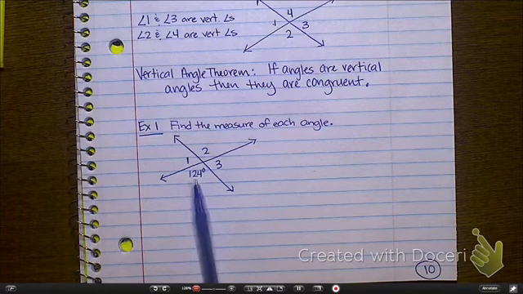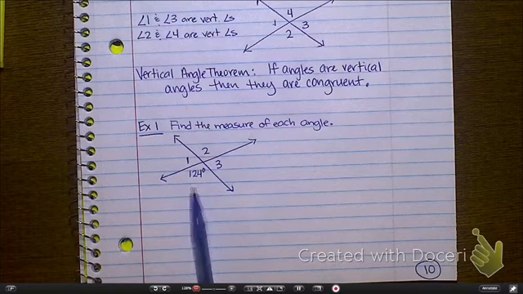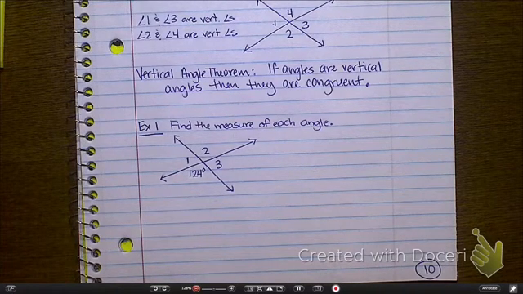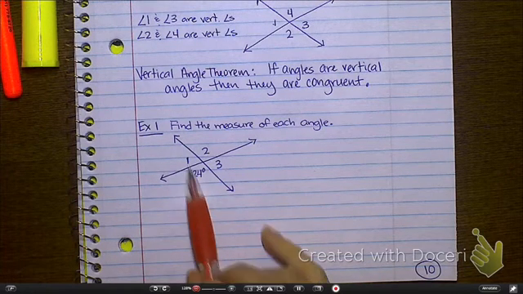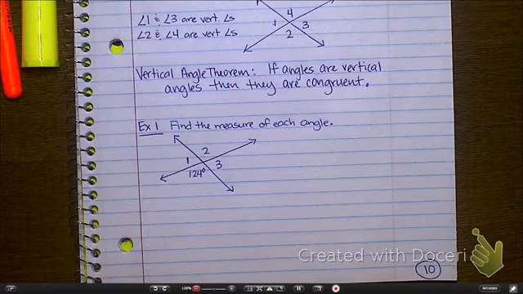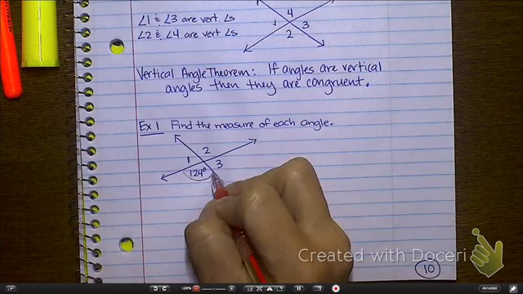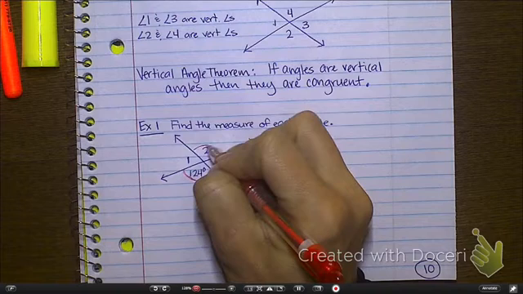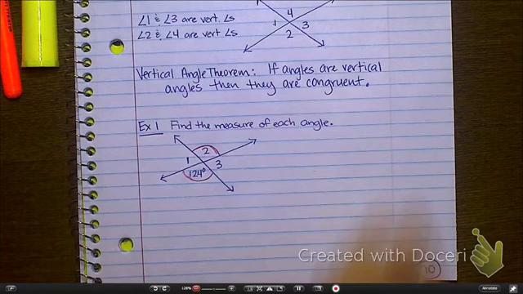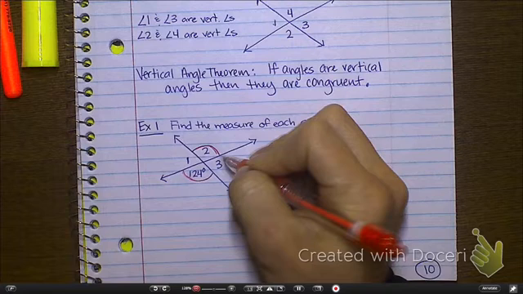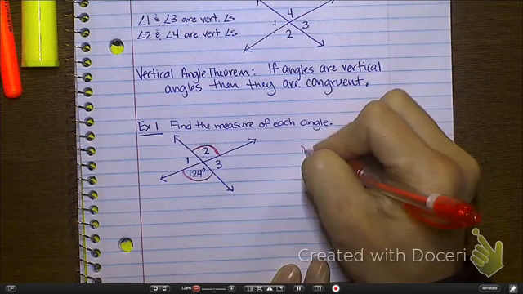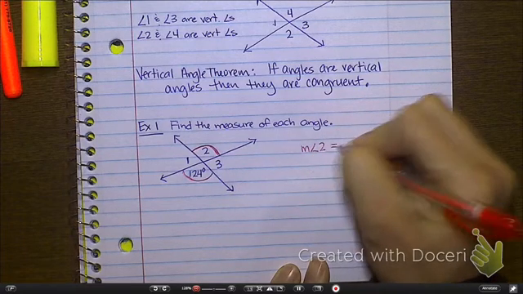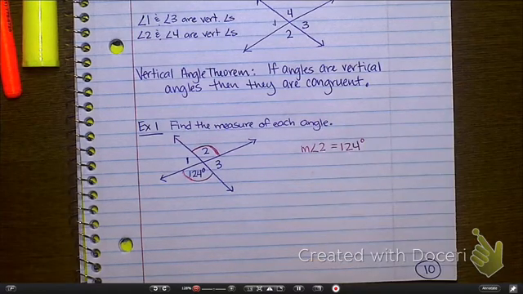So how big is this angle right here? 124, okay? Now, which one is its opposite angle? 1, 2, or 3? 2. So I know that this one right here is congruent to this one here. I want you to draw one arc on each of those to show that they are congruent to each other, okay? So the measure of angle 2, I've just found out, is 124 degrees. I know at least that much, right? That's probably the easier one to find, okay?